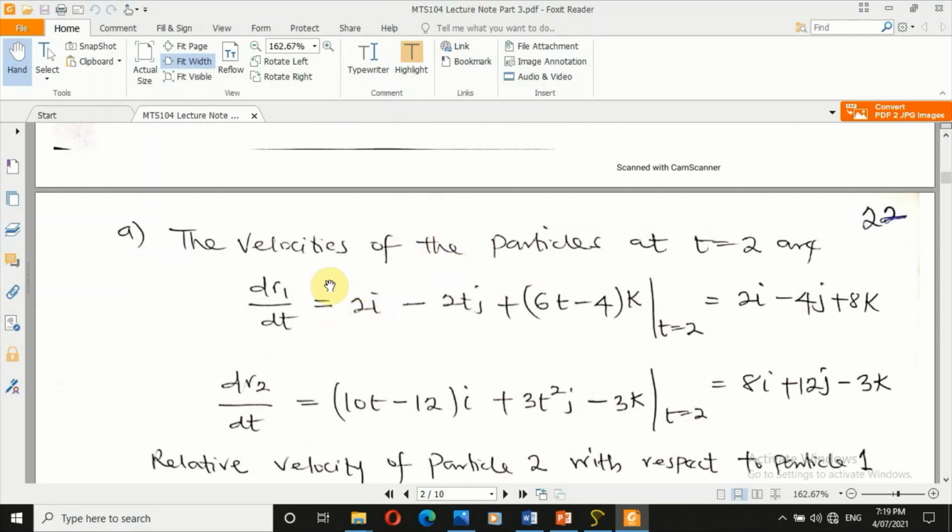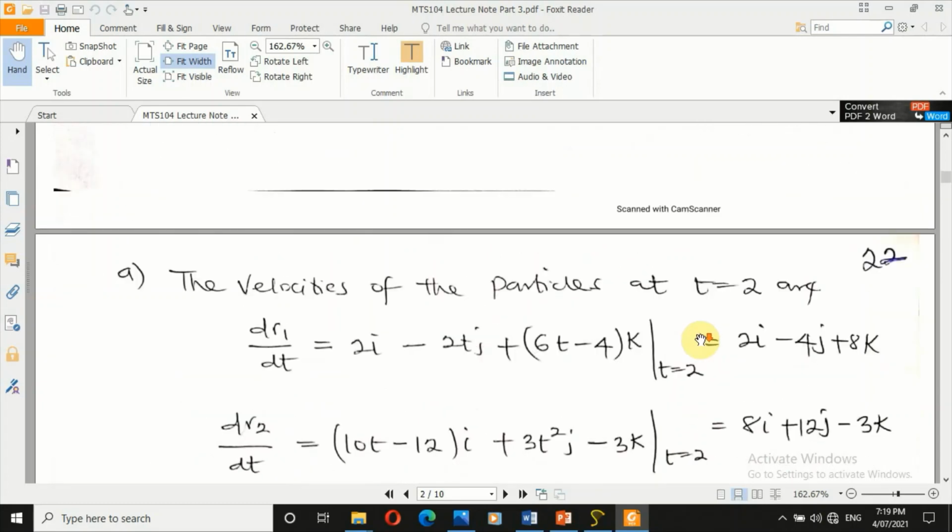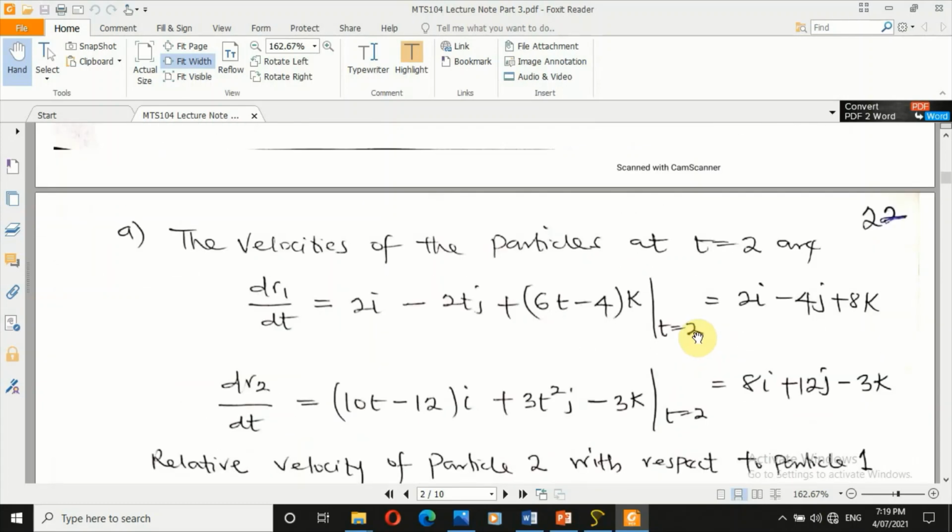We have the velocity of the first particle. Let's define the velocity. We have this. Then we evaluate at t equals 2. Don't forget that we are looking for the relative velocity of particle B with respect to particle A. So we have this to be this. When you change t here to be 2, we are evaluating the velocity of the particle at time t equals 2. So we have this expression.